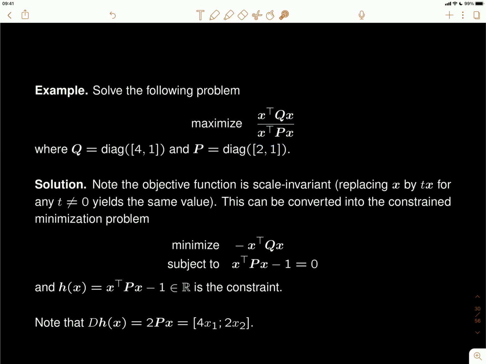Okay, so this problem becomes minimizing. We're maximizing the numerator such that the denominator equals 1. So the denominator equal to 1 is this. And maximizing the numerator is minimizing the negative of the numerator. Right? So now here, this one is f of x, and this is h of x.